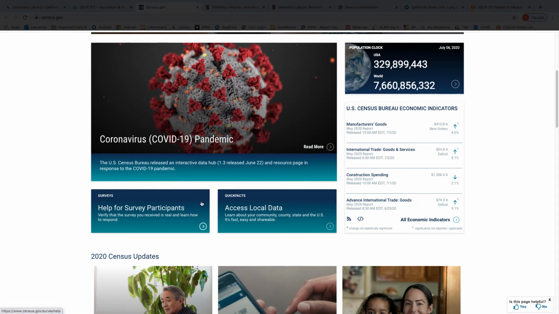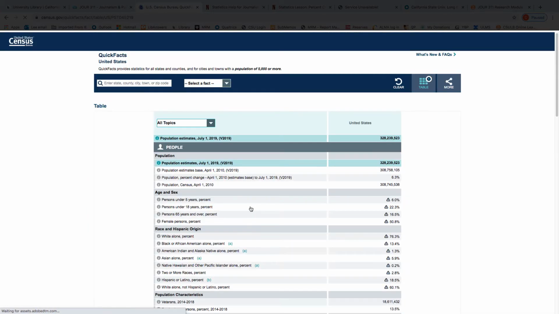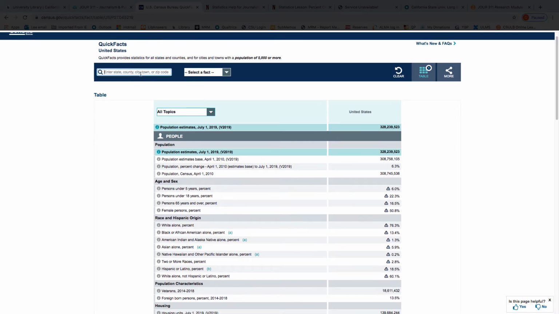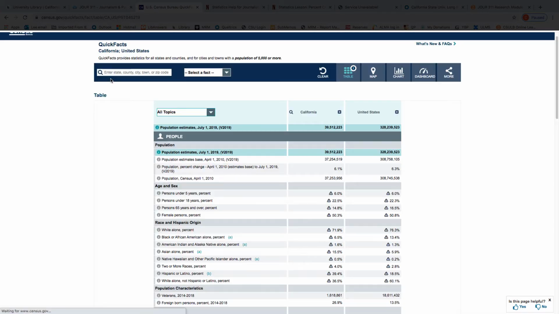Here on the census website, and the census has more data than probably any other source in the United States, is where you go just for the quick facts on the demographics of a community. And it's a fairly straightforward website. You go up here, and you type in the name of your state, city, county, or town, or the zip code. In this case, we're going to put in California. And we want the whole state. And then we're going to put in Arizona.